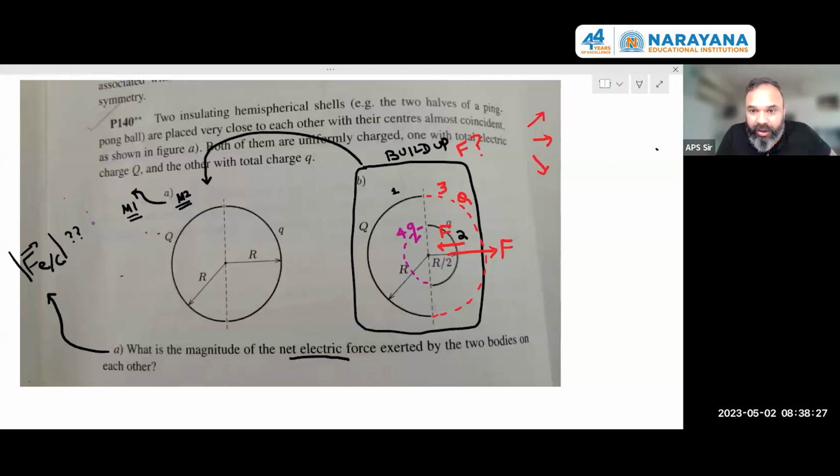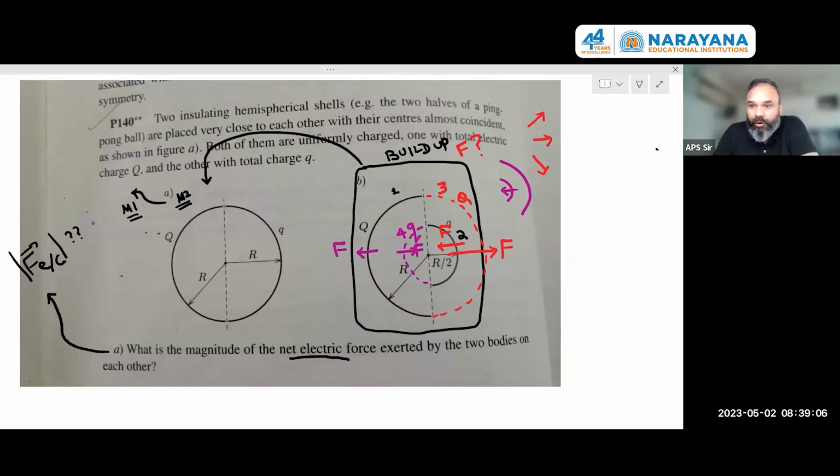Now tell me, if 3 applies a force on 2 leftwards F, then by mirror image symmetry, 1 will apply a force on 4, which is again rightwards F. That means 4 will also apply a force on 1, which is leftwards F. Now there are so many Fs here, and everybody is for a different interaction.